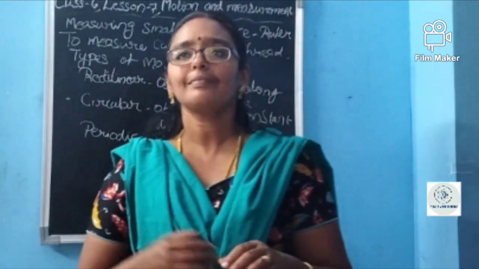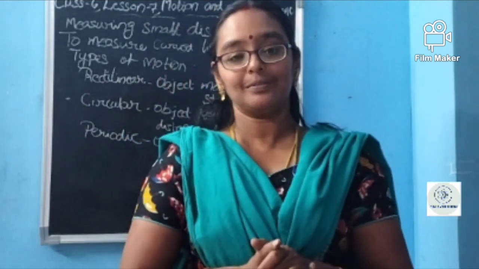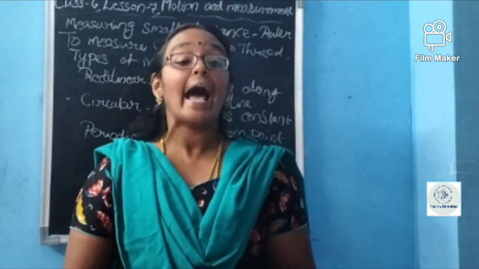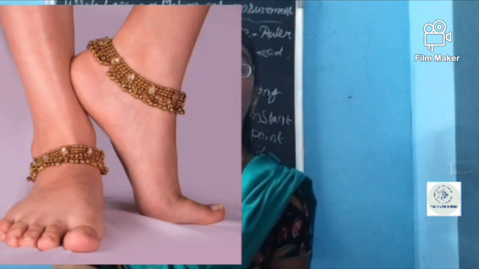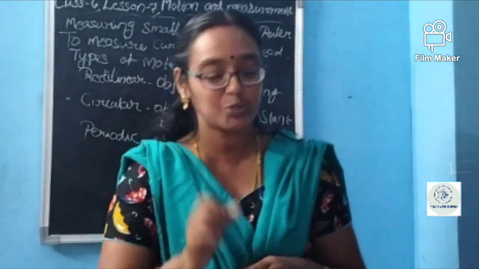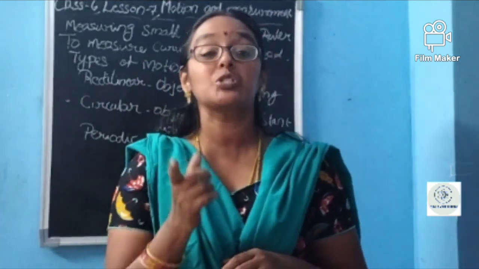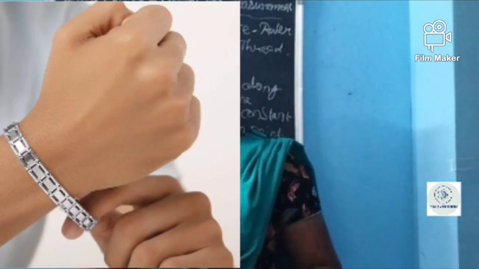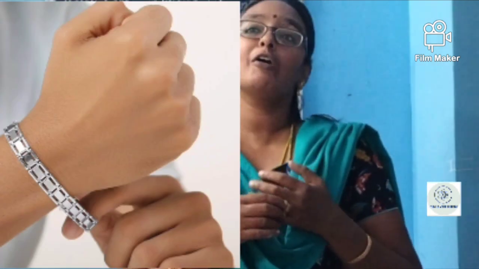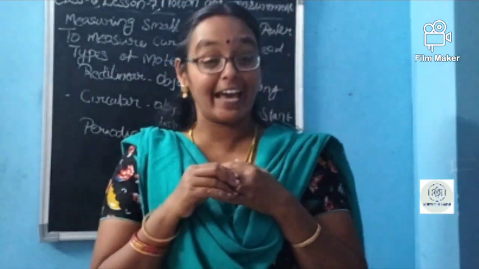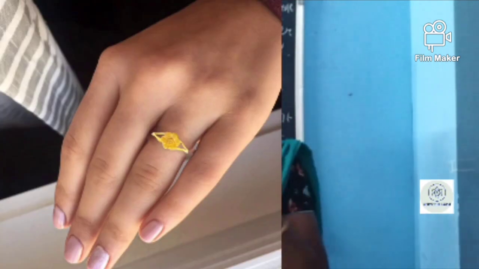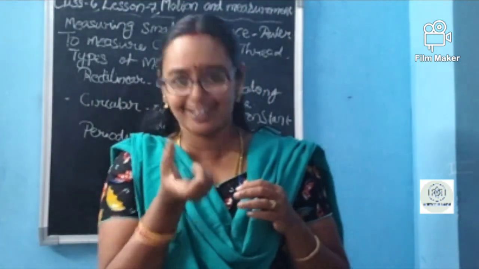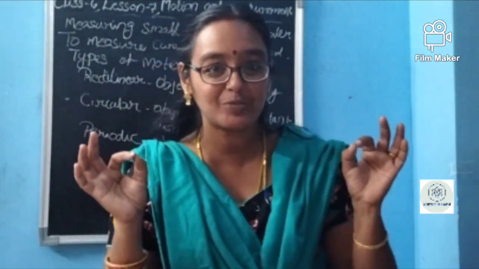Why are curved regions important? For the girls, anklets are there, isn't it? For that, you should know the measurement of the foot, about which the anklet has to be put. You should understand how much the measure is. And for boys also, some bracelets, and for our hands, rings are there. For measuring all these, the line is curved, so the thread is the best way for finding.